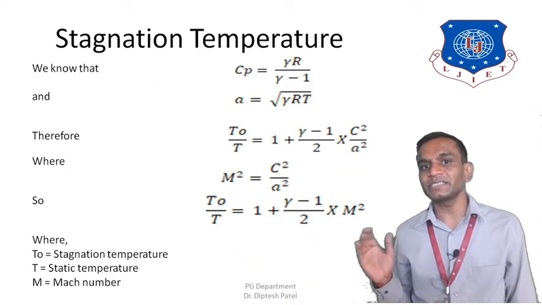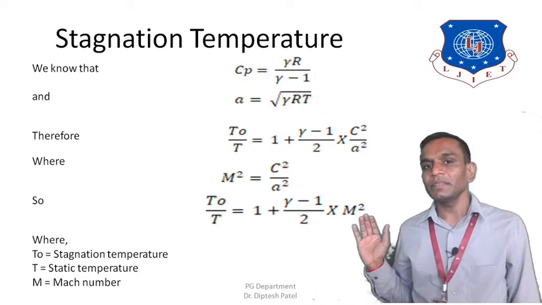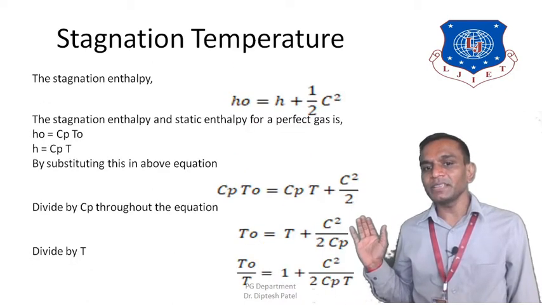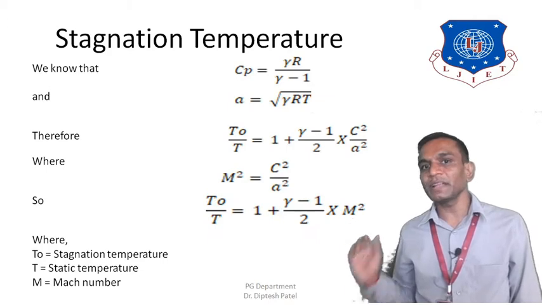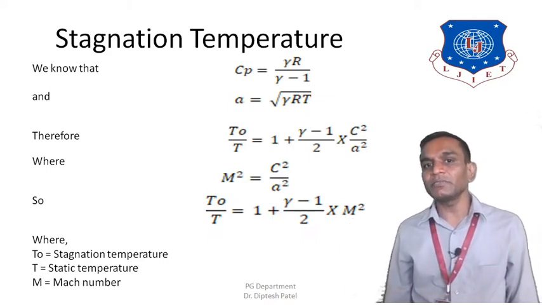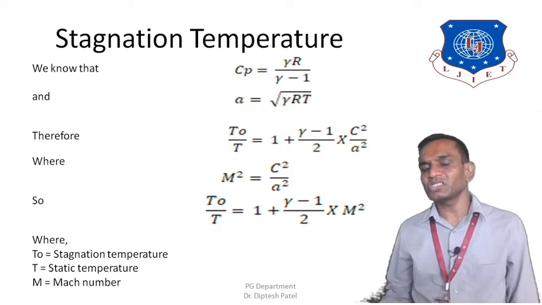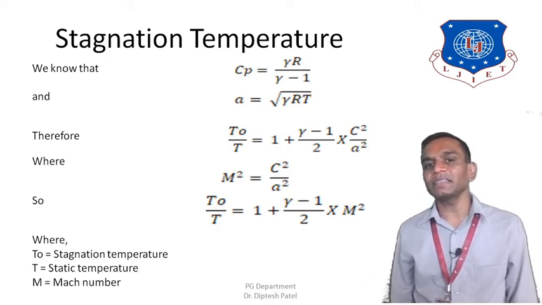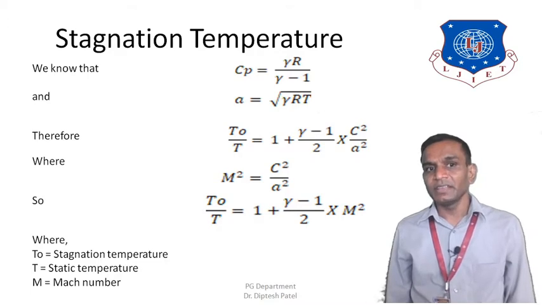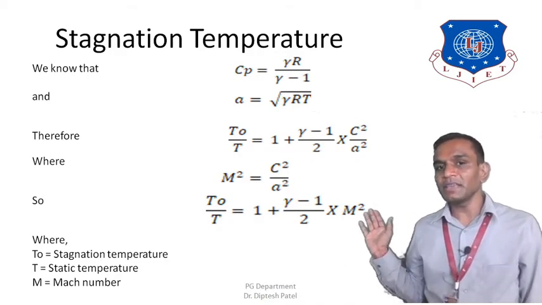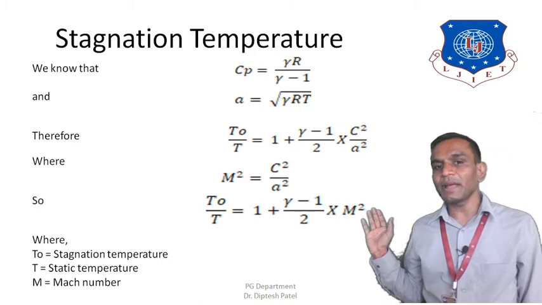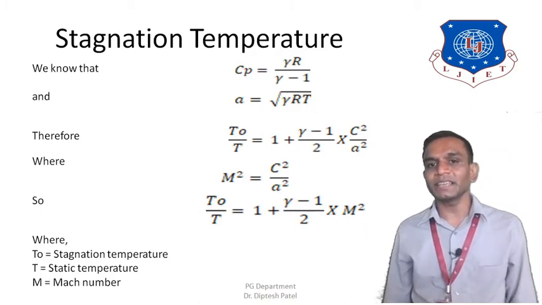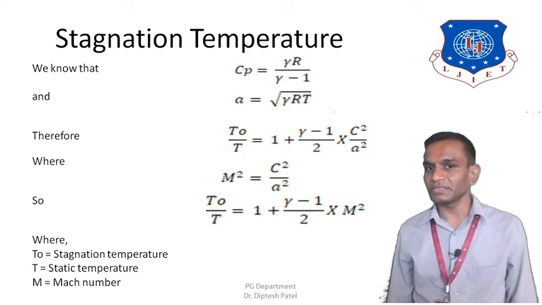If you replace Cp, the equation would become T0 divided by T equal to 1 plus C square divided by 2 gamma RT divided by gamma minus 1. Now, since we know that the square root of gamma RT is equal to a, which is the sound velocity, you can replace gamma RT with a square. Therefore, the equation can be written as T0 divided by T equal to 1 plus (gamma minus 1) divided by 2 times C square divided by a square.